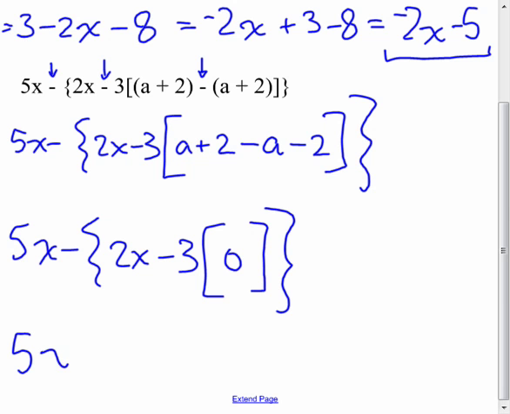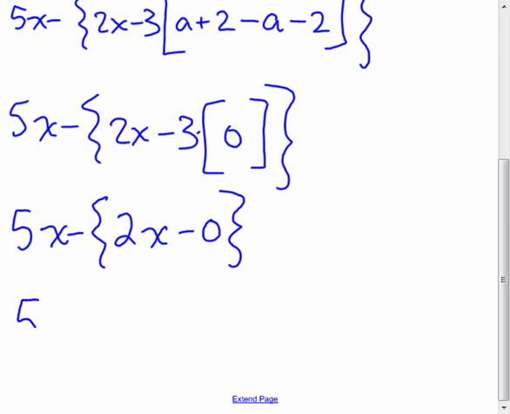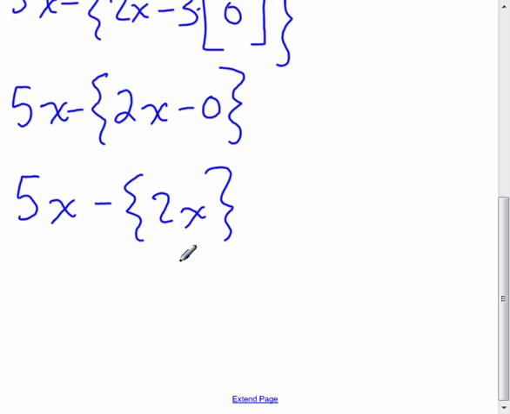So I have a 5x minus, now let's proceed and do what's in parentheses here. So I have 2x. Notice that you can't do that subtract operation there, because this is times, and our order of operations says I have to multiply before I add or subtract. So 3 times 0 is 0, so I could write minus 0. But subtracting 0 doesn't change anything. So really I have 5x minus 2x in the squiggly parentheses.